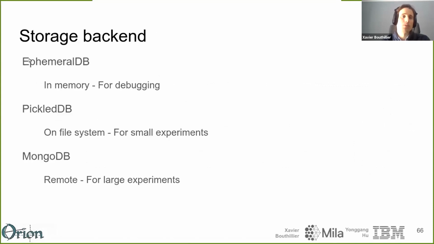So yeah, we have different storage backends. There's an in-memory version. There's a file system version, which students seem to like a lot, but it does not scale super well. If you have more than say 200 trials, it will become a bit slow. And then you can use the MongoDB backend. We can easily scale above 1,000 trials.